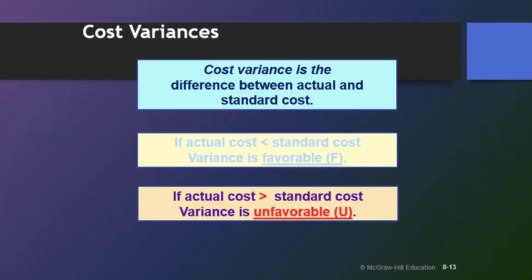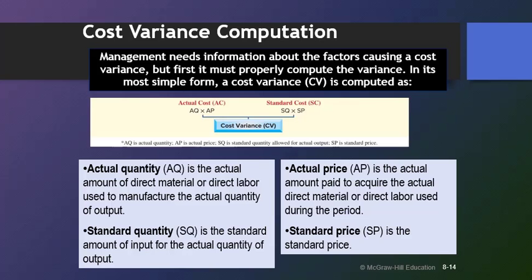So the difference between actual cost and standard cost is called a standard cost variance. Cost variances can be either favorable or unfavorable. If our actual costs are less than standard cost, then the variance is favorable because that's a good thing. If our actual costs are more than the standard cost, that variance is unfavorable because that's a bad thing. Now, simply, a cost variance is calculated as the actual cost minus the standard cost.